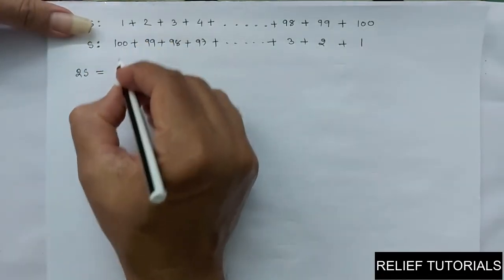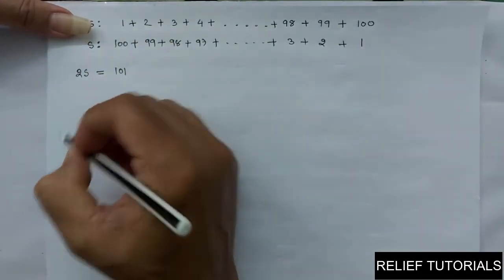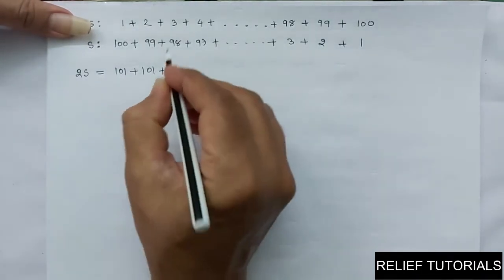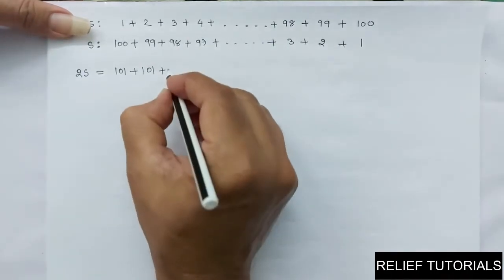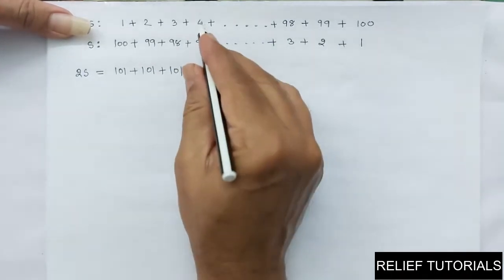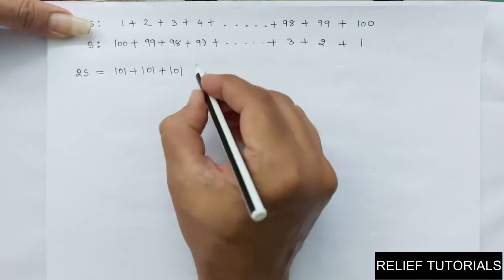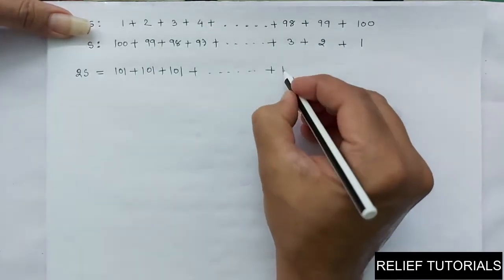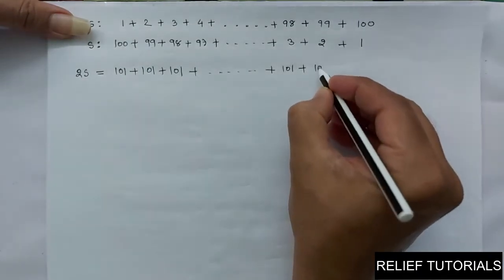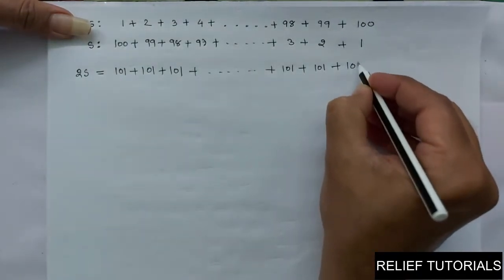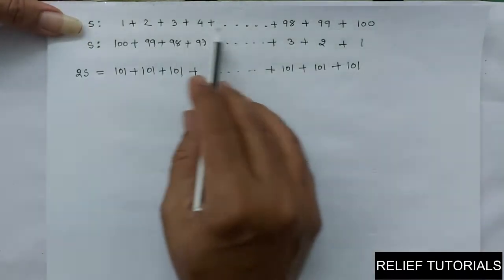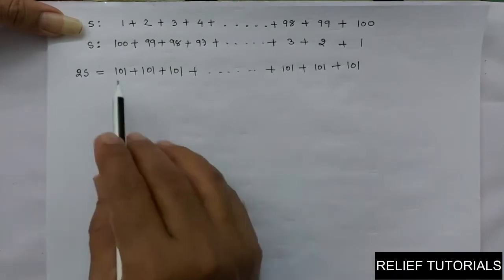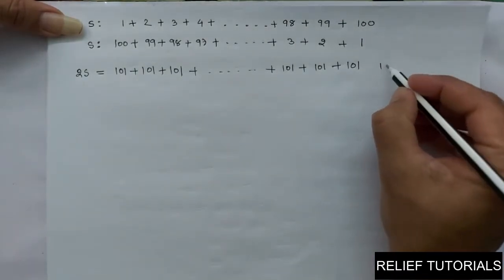Now he added 1 plus 100, 101. 2 plus 99, 101. 3 plus 98, 101. Clear? 4 plus 97, 101. Plus and so on. Plus 98 plus 3, 101. 99 plus 2, 101. 100 plus 1, 101. So now you tell me how many of these terms are there? 100 terms. So you have to add this 101 a hundred times. How many times?